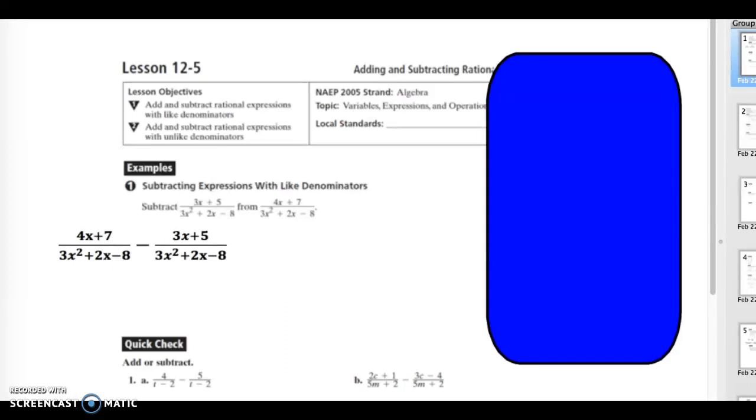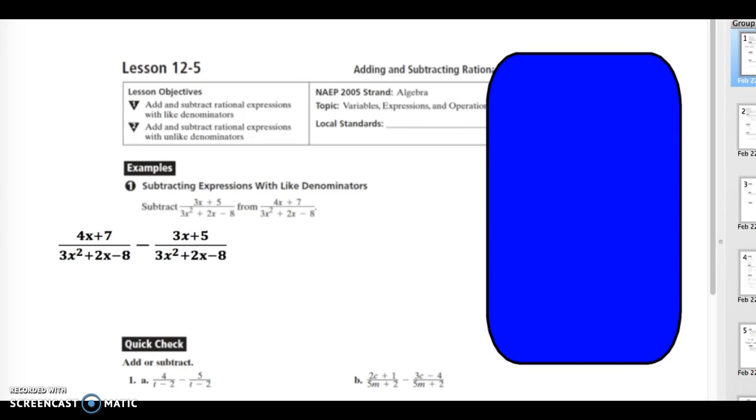Welcome to lesson 12.5. We are adding and subtracting rational expressions. Now, with rational expressions, just like with fractions, you have to have common denominators in order to add or subtract. So that's the tricky part with all of these.